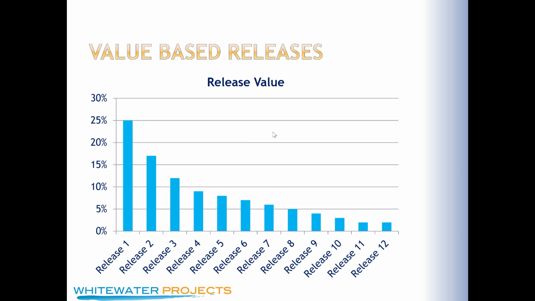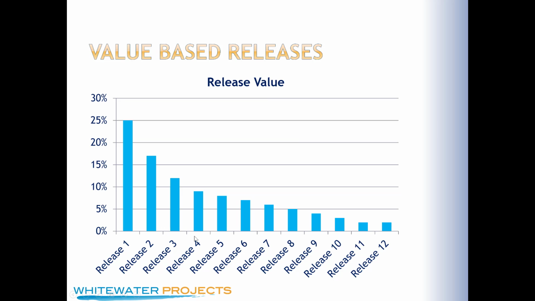Here we'll talk about basics of value-based releases and how you control budget. This is a view of the project based on release value. So if the value of this 12 release project, let's say it's a 12-month project. Release 1 is January, February, March, all the way to the end.